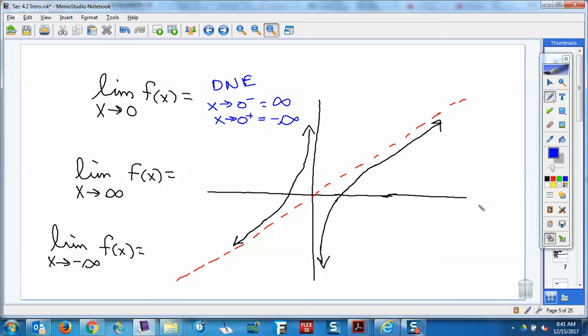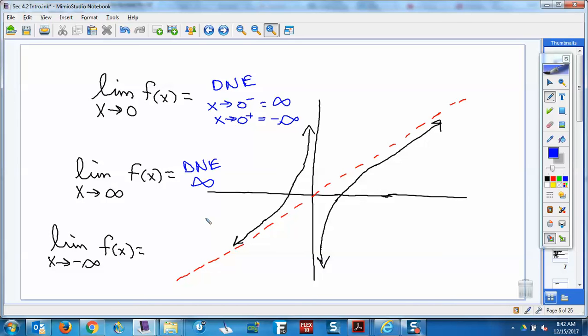Well, yeah, but what number is it approaching? Wait, I just said infinity is not a number. The outputs are just getting bigger and bigger and bigger. As x goes way out here, the outputs keep getting bigger and bigger, right? So what's the answer? Does not exist, because it's got to approach a number. And then you would say infinity, right?